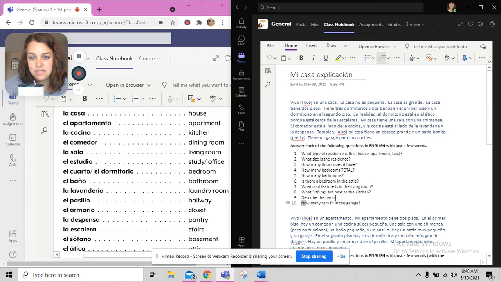Number 9 says describe the patio. All right, so find the word patio. And then describe it. Oh, look, it's right there in English for you. All right, so go ahead and type that. And then number 10 says how many cars fit in the garage. So find the word for garage. It's a cognate, meaning it looks the same in English and in Spanish. And how many cars can fit in there?